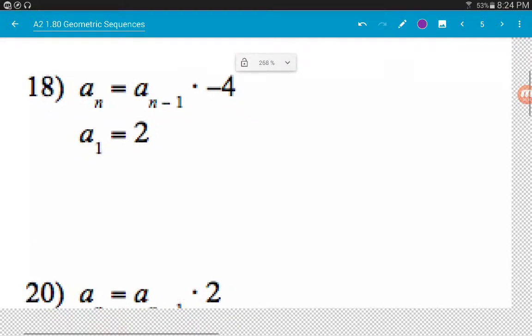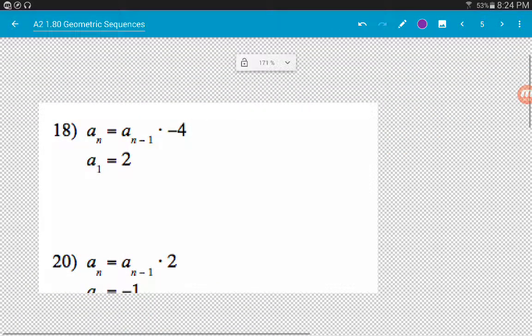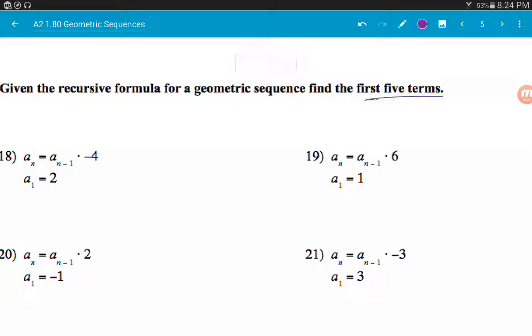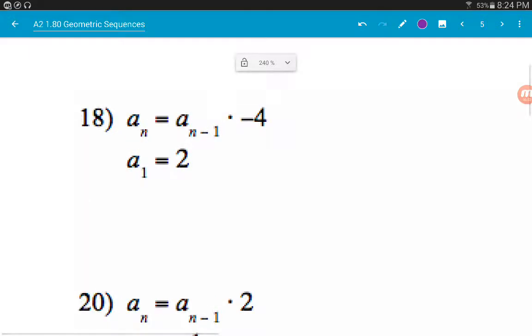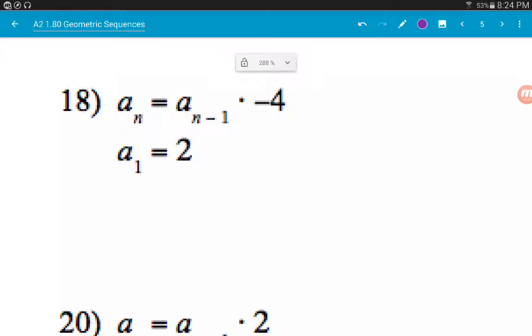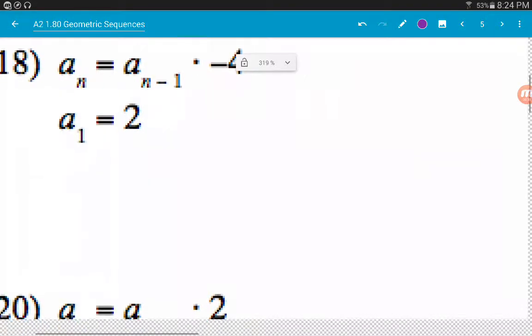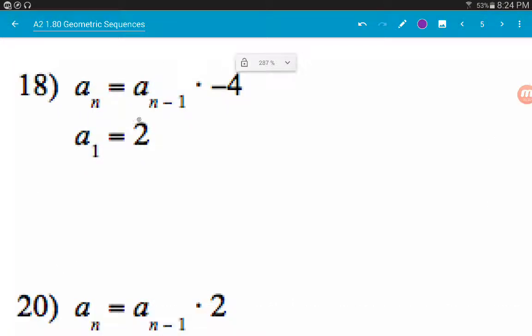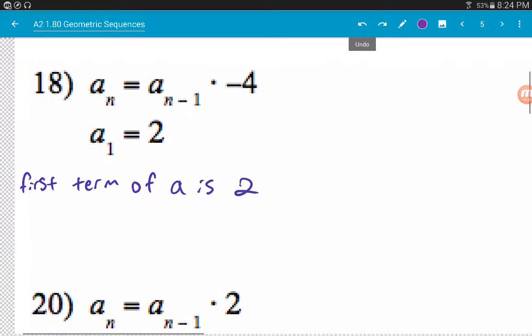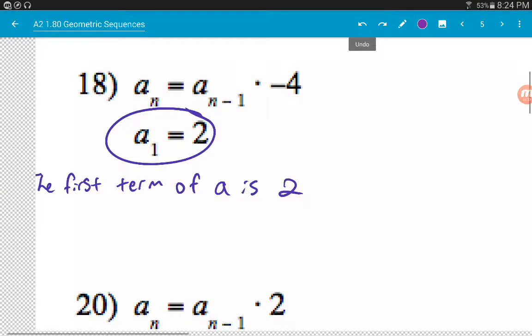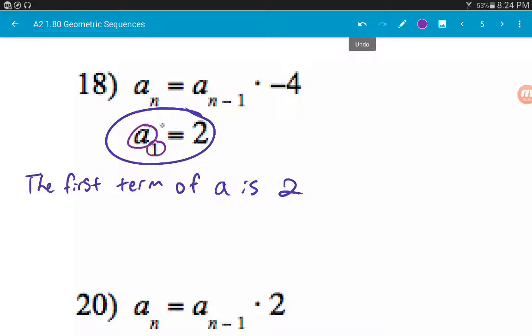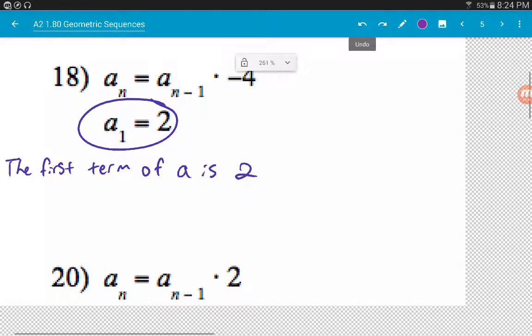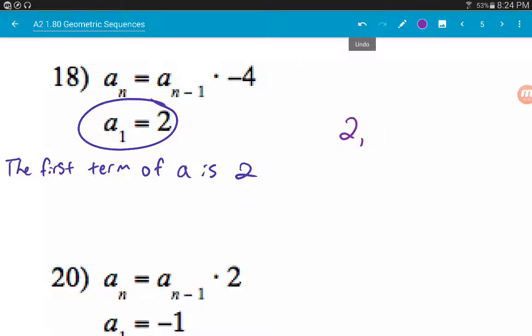Okay. So for question 18, our instructions are to find the first 5 terms. Now, I want to read these rather than plugging them in. You can plug them in, but it's a little messy. Now, a sub 1 is equal to 2. What that means is that the first term of a is 2. So if I'm going to write this out, I know that my first number is 2.